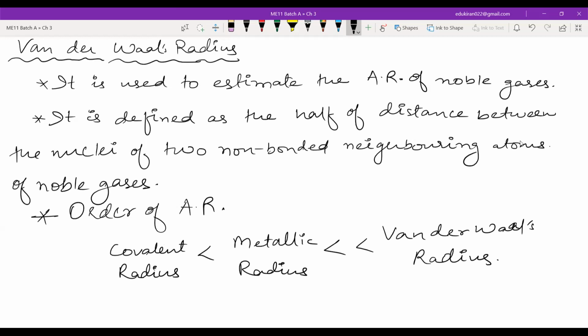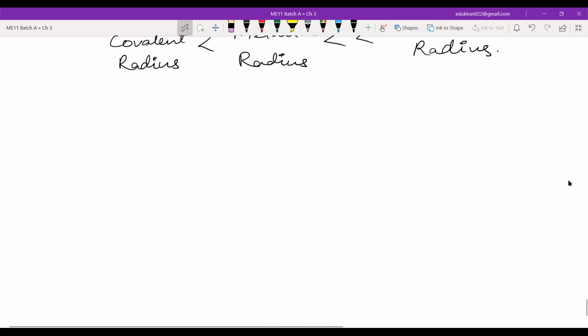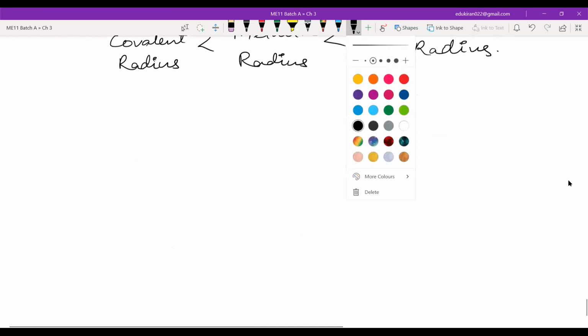What happens in a group? What happens in a period? So all of these are atomic radius only. Covalent radius is also atomic radius, metallic radius is also atomic radius, van der Waals radius is also atomic radius. These are different ways in which we estimate or approximate the atomic radii. Please write this. Let me know if you're done. Done. Okay. Now, let us look at what is happening in the period and the group.